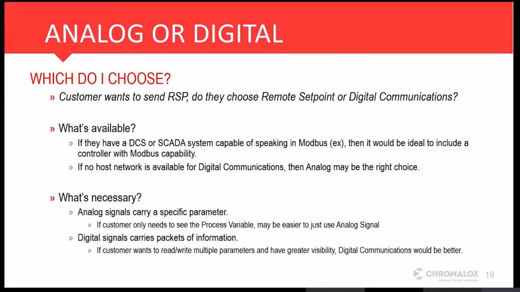Just because it's available doesn't mean that they have to use it or they should use it. The way to distinguish between those two things is that an analog signal is carrying one parameter. So again, it's either the process input, the remote set point, or the retransmit of the process variable. It's only one thing that's going on in the controller that's being passed on, versus digital, where you're sending whole packets of information. Everything from manual operation, remote operation, set point one, set point two, anything the controller's doing can be passed through those digital communications back to the customer.